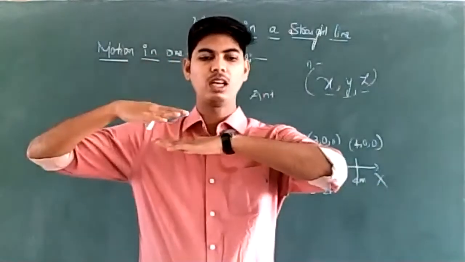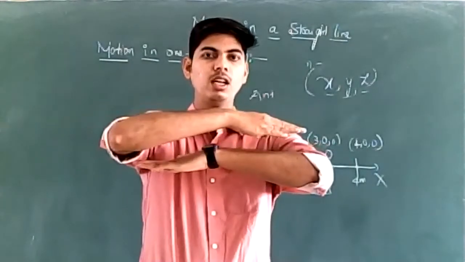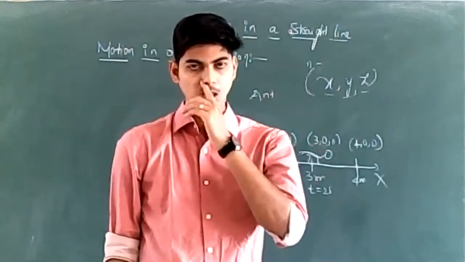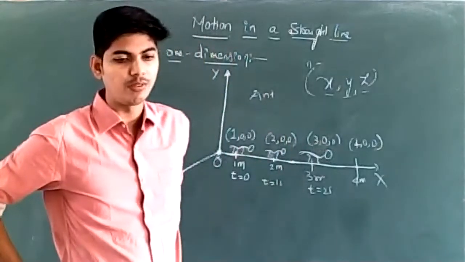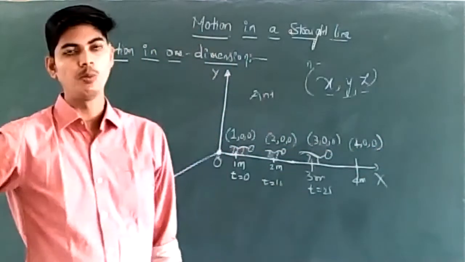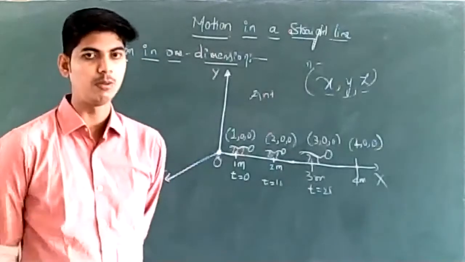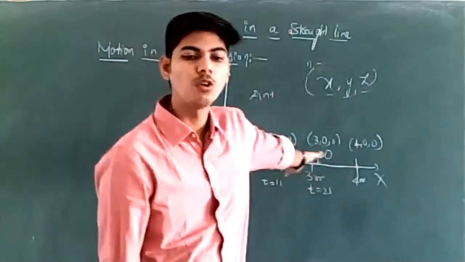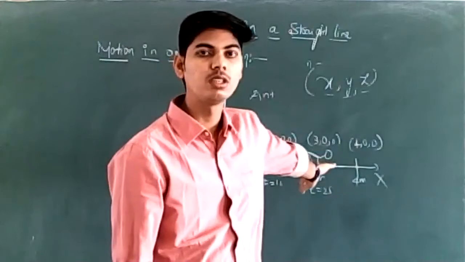Then, if a particle is moving along a straight line, how many position coordinates of it will be changing? Only one coordinate will be changing. This is how we define motion in one dimension.